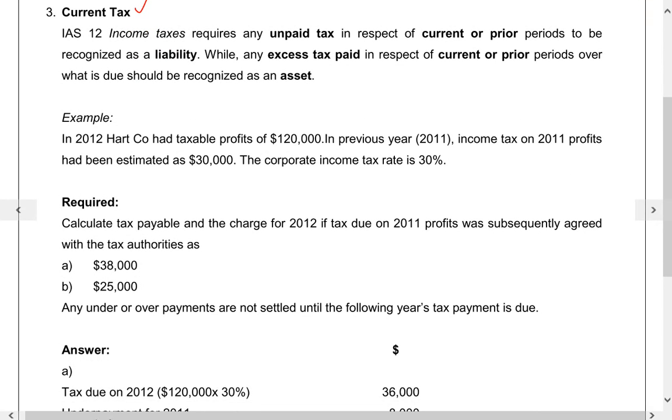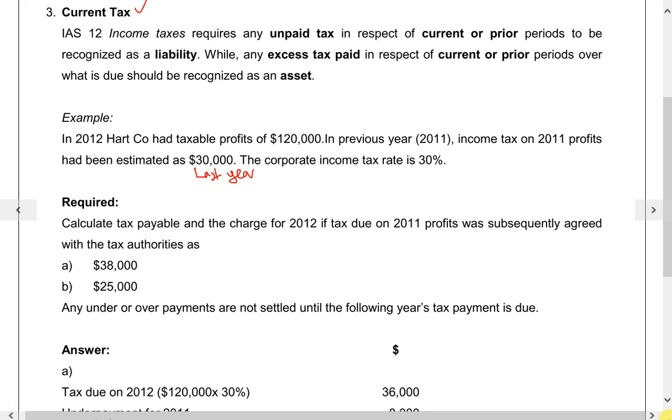Example. In year 2, staff HUD has got a taxable profit, not accounting profit, but taxable profit of 120. In the previous year, income tax on 211 profit has been estimated to be 30,000. Last year, 30. The income tax is 30%. So last year provision 30. Calculate the tax payable and the tax charge for 212 this year.